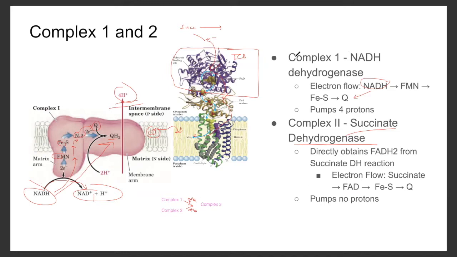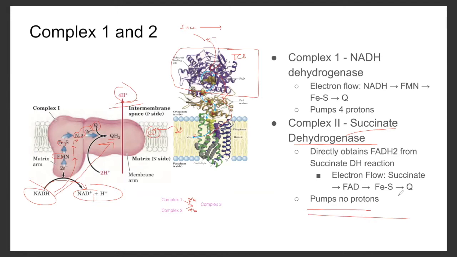I put in here a summary of the electron transfers that are present. So for example, complex 1: NADH to FMN to FES to Q. Whereas for complex 2, because it's attached to the TCA cycle enzyme already, it's actually direct: succinate to FAD to FES to Q. And the one thing that's unique about complex 2, no protons are pumped.